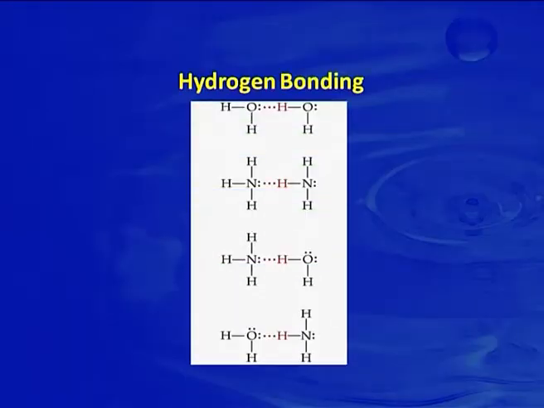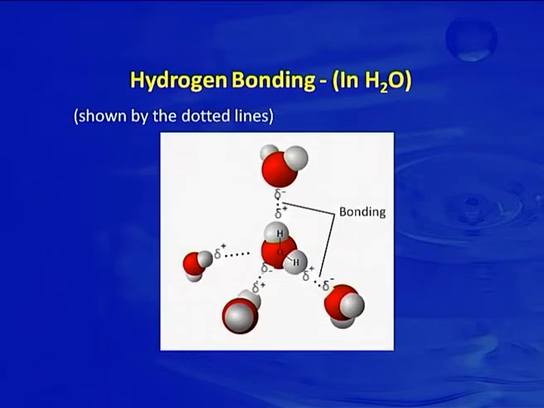London forces. Here is the diagram which shows the hydrogen bonding between 2 molecules of water, and hydrogen bonding in ammonia and water: between ammonia and ammonia molecules, ammonia and water molecules, and water and ammonia molecules. Here is the hydrogen bonding in H2O. This is a 3-dimensional structure of H2O which shows the hydrogen bonding, shown by the dotted lines. The dotted lines show the hydrogen bonding between oxygen and hydrogen.